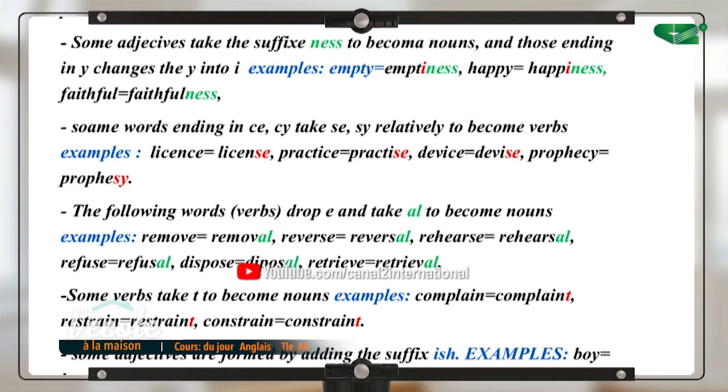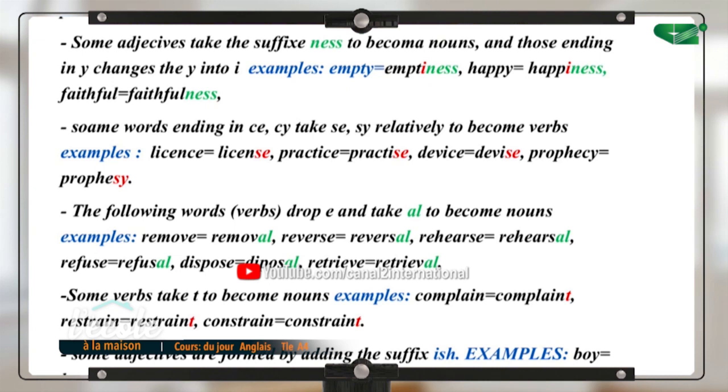Prophecy gives you prophesy with SY at the end. Next dash. The following words, which are of the grammatical class verbs, drop E, that is, you remove E. To drop means to remove. Drop E and take al, that is A-L, to become nouns. Examples are remove. The word ends in E, then I drop the final E and I put AL. It gives me for the category of noun removal.